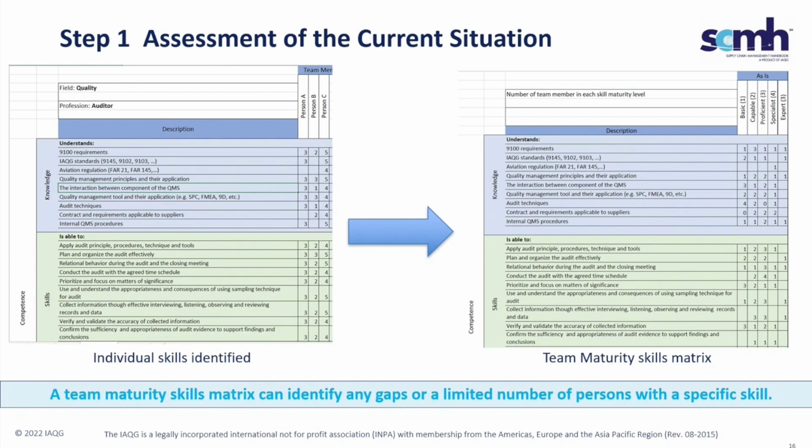So the line manager highlights the risk of losing the knowledge on the aviation regulations if person C, that you can see on the left, leaves the company. Next slide.